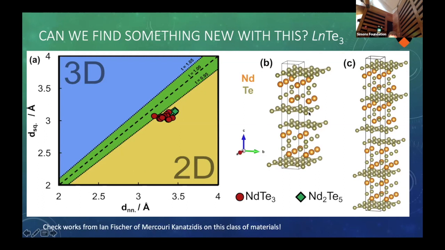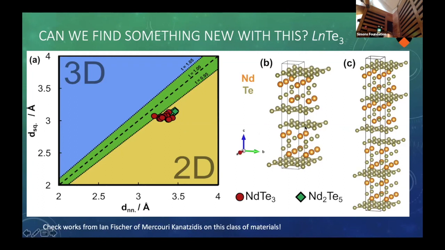I want to point out that I did not invent these materials. They have been studied before by Ian Fisher and Mercouri Kanatzidis, because they are known to undergo charge density waves, which result in very complex modulations around room temperature. The fact that they undergo charge density waves discouraged me at the beginning, because my argument is built on this square net not distorting to have a hypervalent bond.